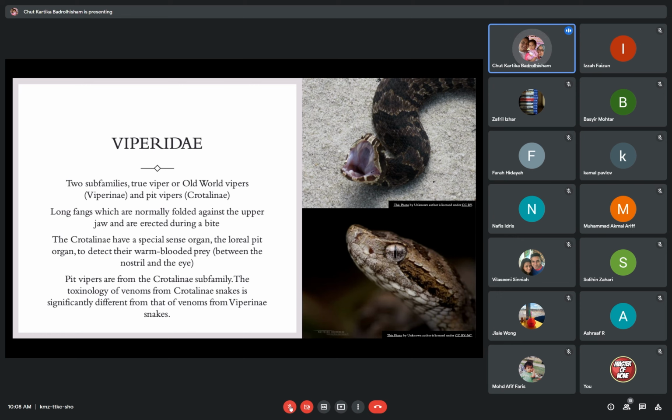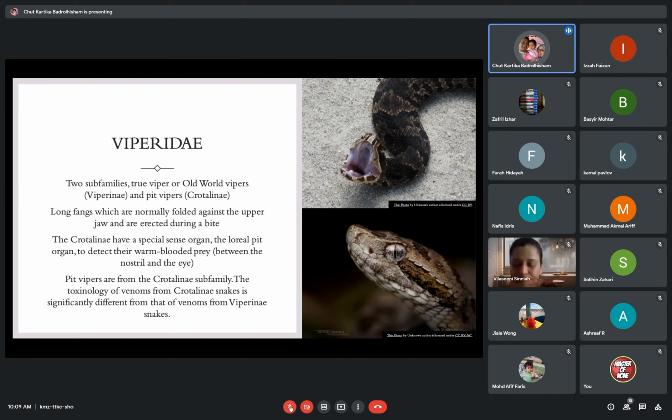The Crotalinae, as I mentioned just now, compared to Elapidae, in the picture below you can see there is a loreal pit between the nasal scale and the eye. Between the nasal scale and the eye there is a loreal pit. That's why we call them pit vipers.